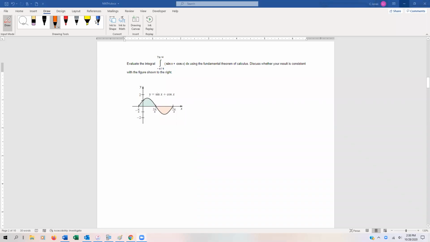A second example of being able to use the fundamental theorem of calculus, this time with trigonometry. So we want to evaluate the integral from negative pi fourths to 7 pi fourths using the fundamental theorem of calculus. And we want to, again, discuss whether or not the result is consistent with a specific diagram. So we're going to start by defining the function f as sine x plus cos x.